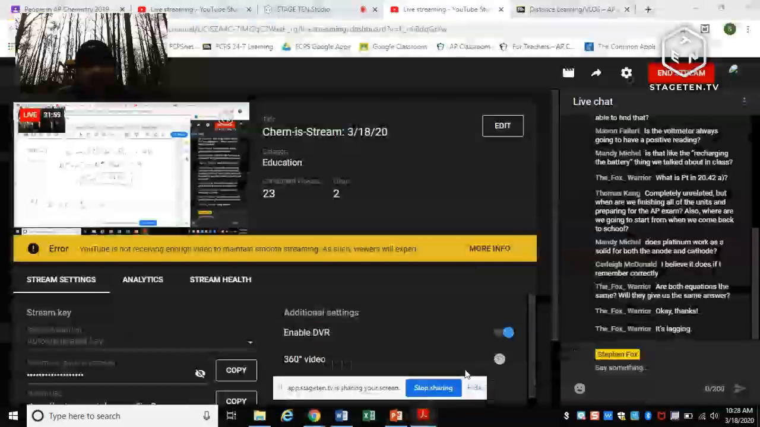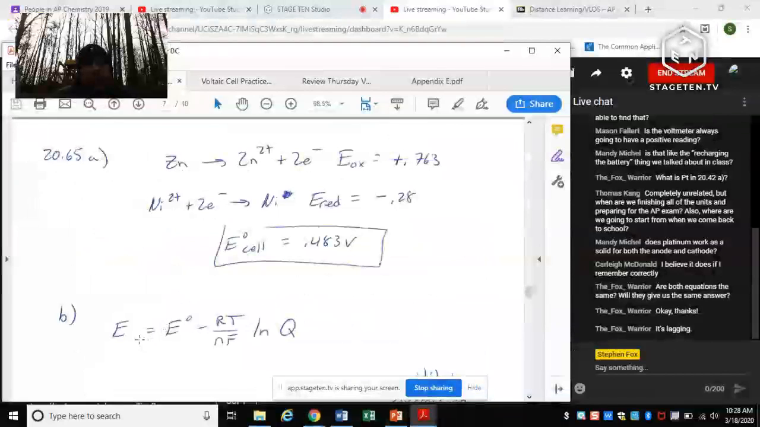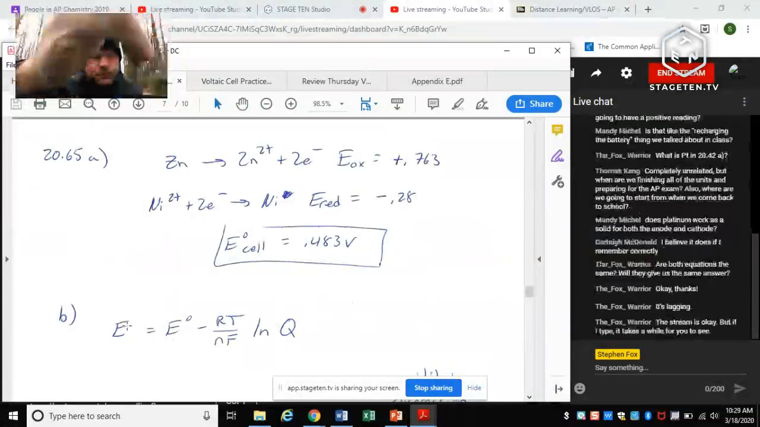All right, so let's go back here. This is the Nernst equation, and notice the difference between E and E naught. E naught is cell potential under standard conditions, and E is the potential if you're not at standard conditions. Remember, for your standard galvanic cell, your concentrations of your ions have to be 1 molar, and you have to be at 298.